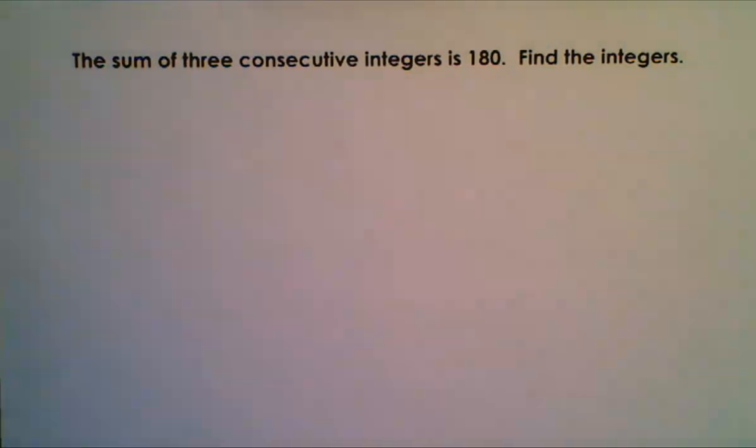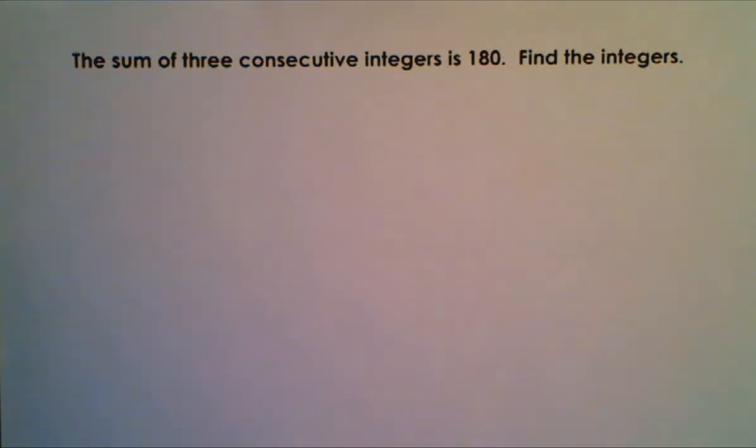The sum of three consecutive integers is 180. Find the integers. So in your notes, you have a table where you have some keywords that represent the operations for addition, subtraction, multiplication, division, and the equal sign. So let's look at the first sentence, where it says the sum of three consecutive integers.